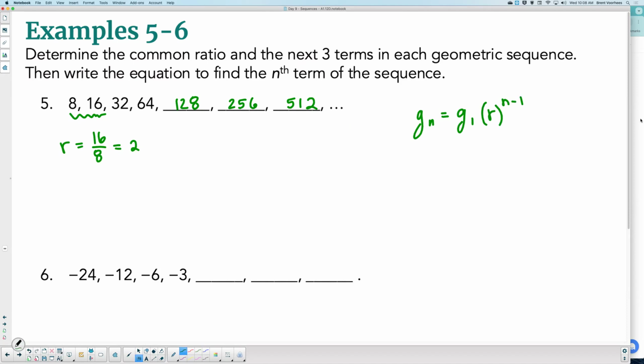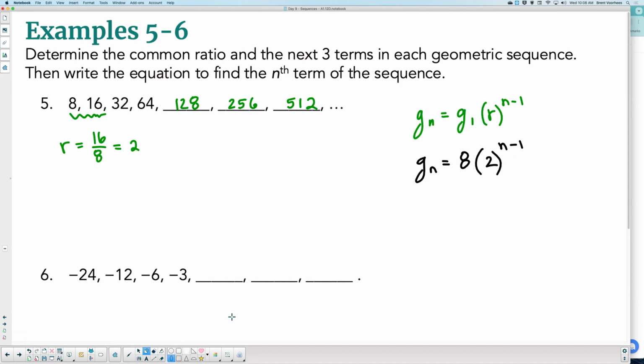So, let's plug in. Gn is kind of like your Y. You don't do anything with Gn. I do something with G1. What is G1 in this problem? What is my very first term? 8. What is my R, my ratio, my common ratio? 2. N is kind of like your X. You don't touch your N.